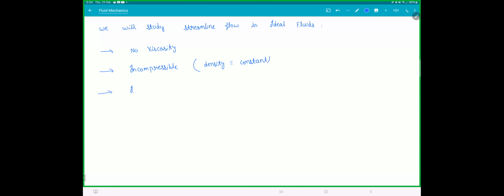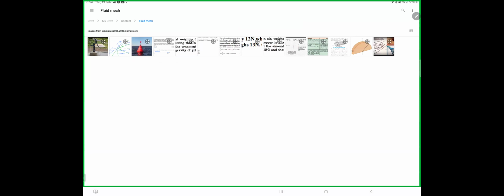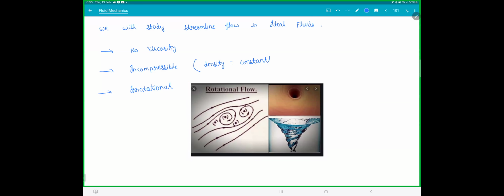Third, the liquid should be irrotational. Ever seen a liquid flowing? Sometimes they form whirlpools. We don't want to study such things. If there's a whirlpool, the flow gets messed up. We can't handle them. This is a rotational flow. I don't want any whirlpools like this in the middle. We can't study them. So under these three assumptions we study: streamline flow without viscosity, incompressible, and irrotational. Clear, everyone? Next thing.